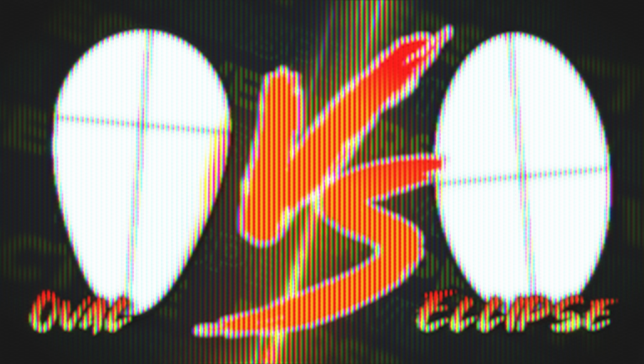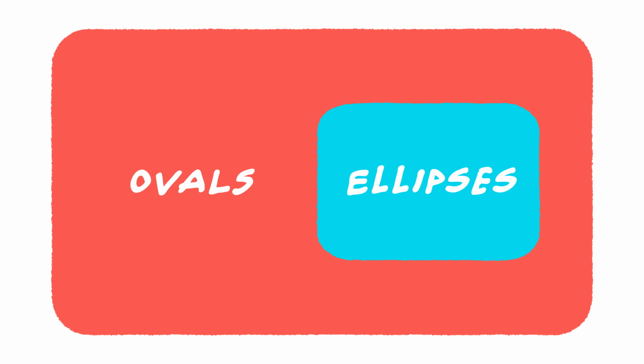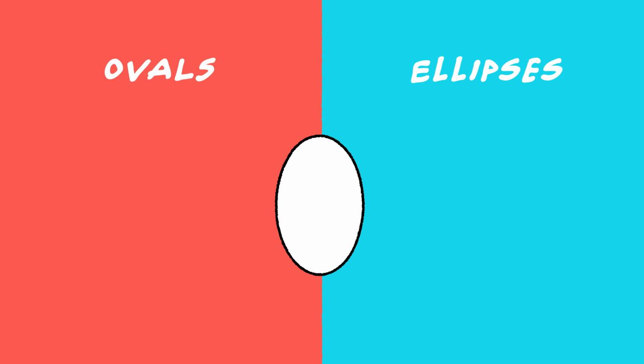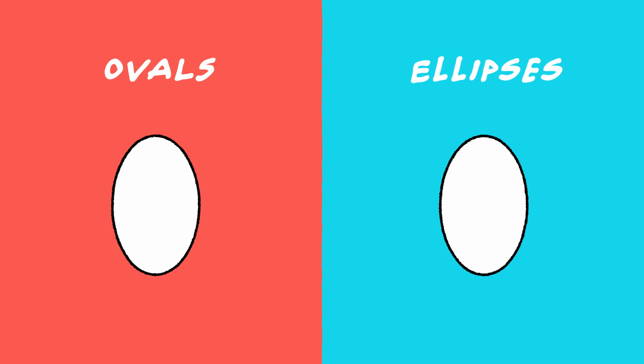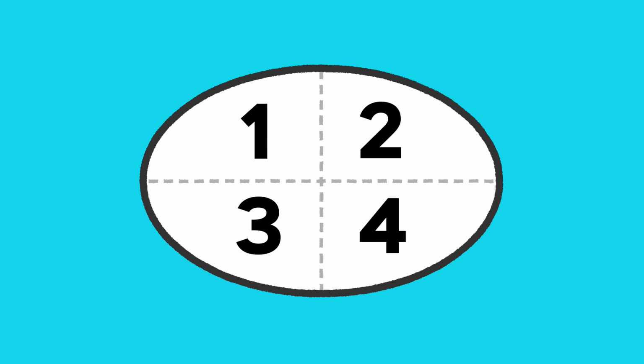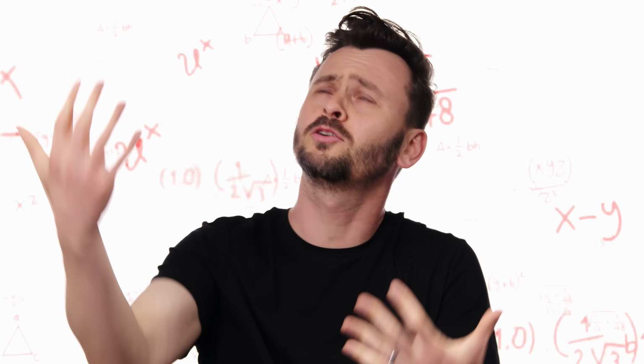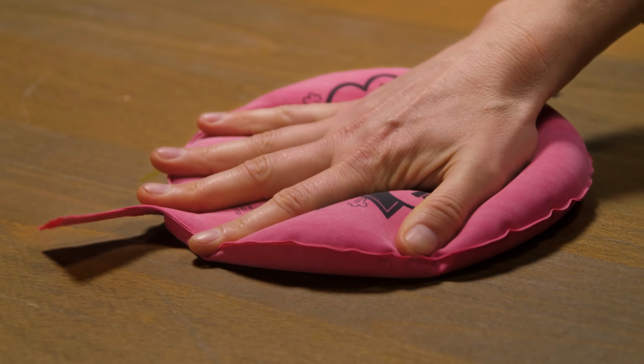Ovals versus ellipses. A lot of people seem to be confused about the difference between the two, so let's get that out of the way. All ellipses are ovals, but not all ovals are ellipses. This oval is also an ellipse, but this egg-like oval is not an ellipse. Ellipses must have 4 equal quadrants. Ellipses have a mathematical definition, blah, blah, blah. Let's learn about ellipses. If you can't remember, you could just say oval, and you'll be right.